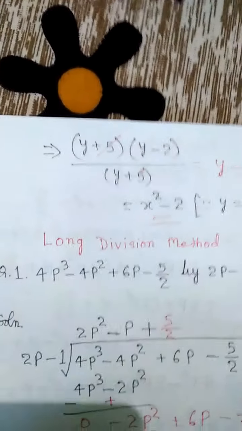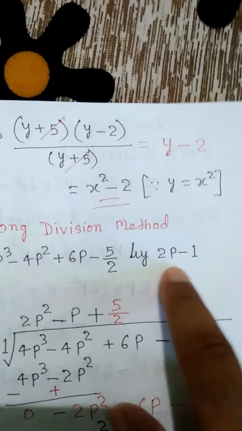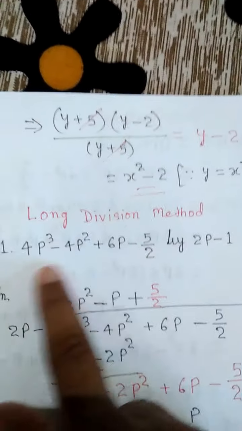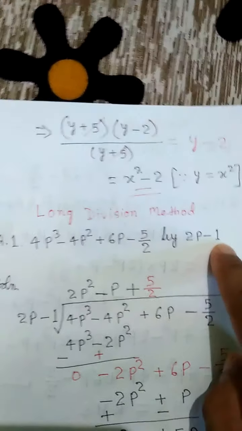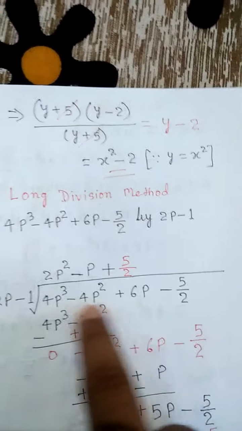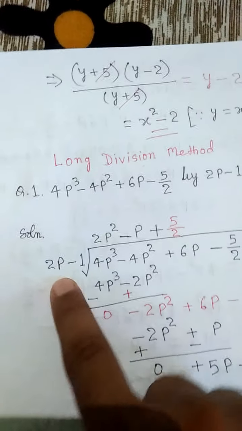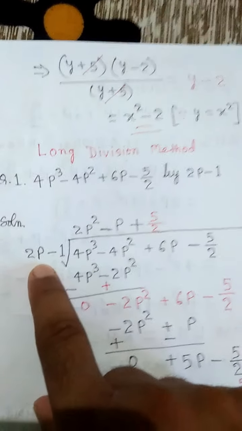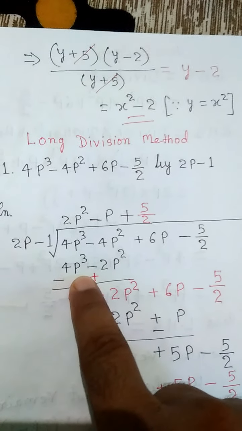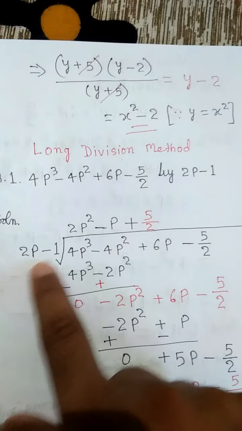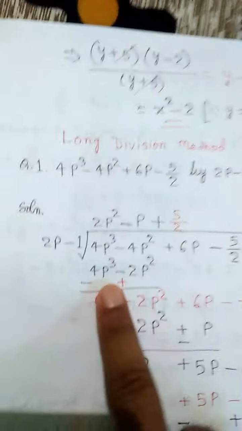Now long division method, divide a polynomial by a binomial. This is the binomial, this is the polynomial. We have to divide this by this. Here are two terms. This is the given dividend, this is the divisor. We multiply this 2p by such a number so that its product will give us 4p cube. 2p square, 2 into 2 is 4, p square into p, that is p cube.